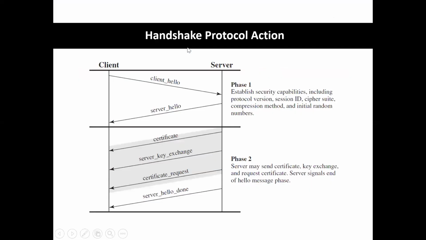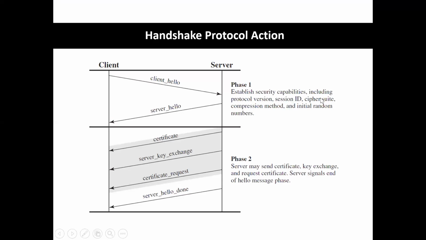Then how do the client and server use the handshake protocol in phase 1? First, the client and server exchange hello messages before connection establishment. What are the parameters in phase 1? First, it establishes the security capabilities. What are the things there? Protocol version, that is the version of the protocol. SSL v3 version is 3. Session ID: for each and every session there is an ID.